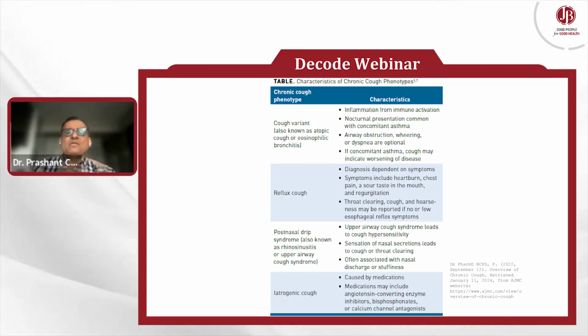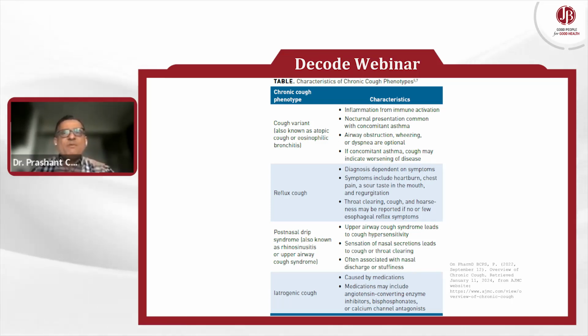Now, reflux cough is very common in clinical practice. The diagnosis depends on symptoms. It can be heartburn, chest pain, a sour taste in the mouth, and regurgitation. These are very strong symptoms suggestive of acid reflux cough. On examination at the back of the throat, you may find something called granular pharyngitis. If you find granular pharyngitis, that can be one of the reasons to suspect gastroesophageal reflux.